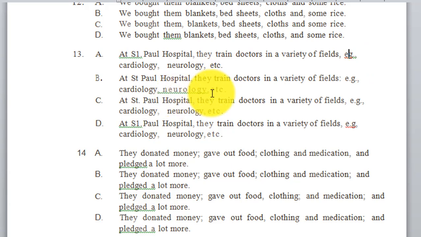Please, the second: St. Paul Hospital they train doctors in a variety of fields. Yes, exactly, the example here has a period between the two letters, and there is a period inside the comma: cardiology, comma, and neurology, absolutely right. But the problem is there is no need to put a comma after the period, but anyway this one is better than the other distractors. The problem here is Saint Paul, between Saint and Paul there is a period, no need to put a period here.